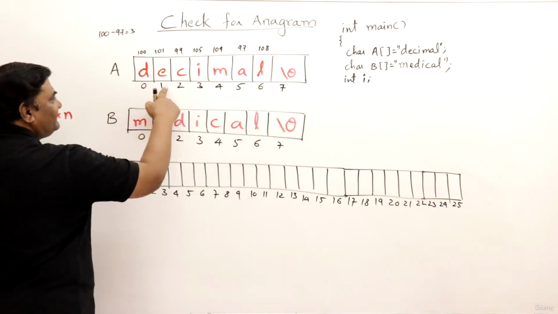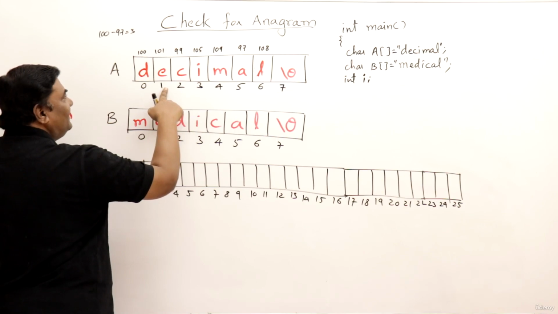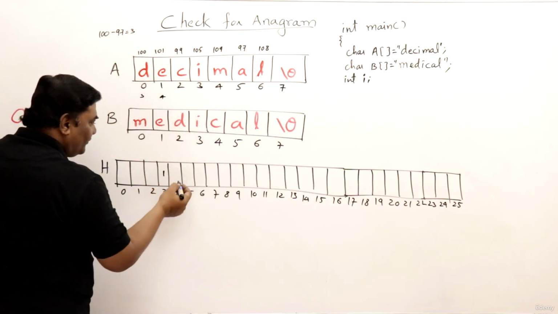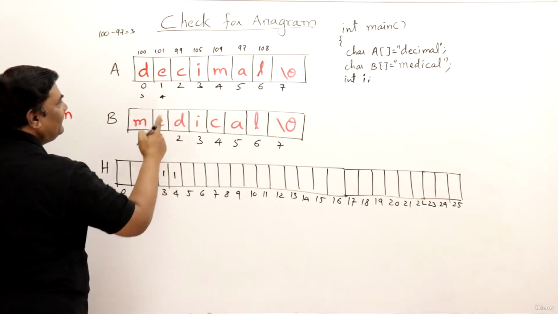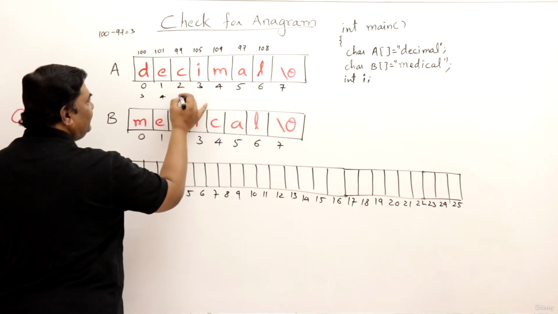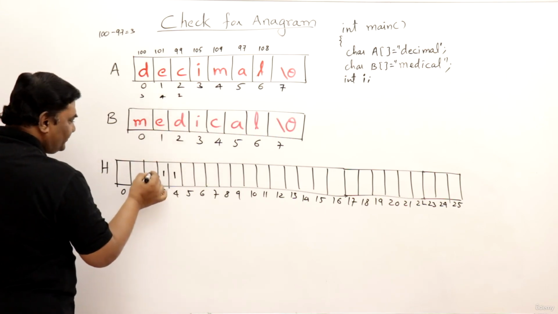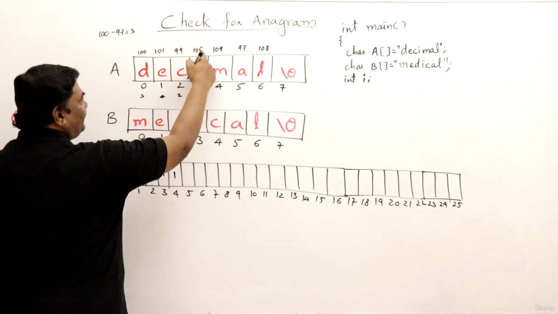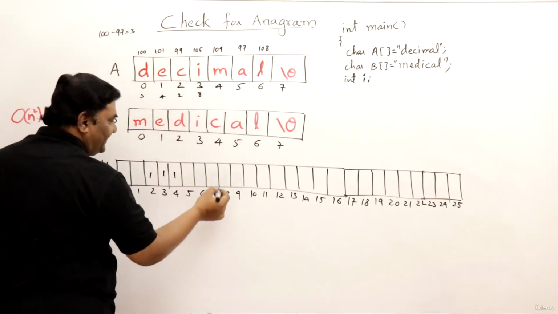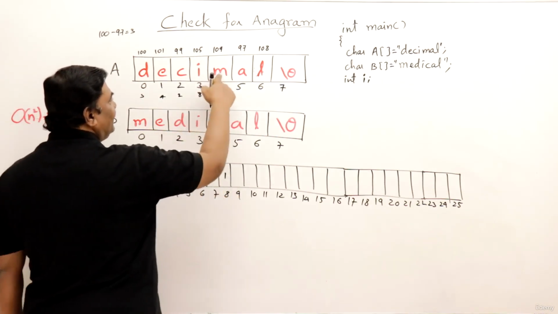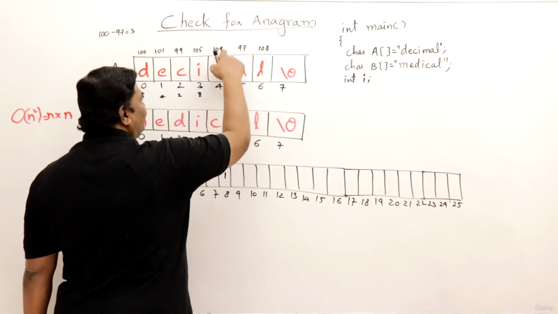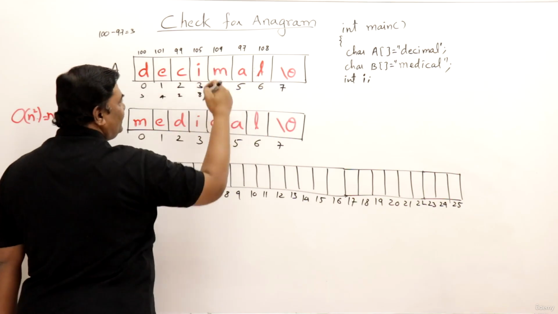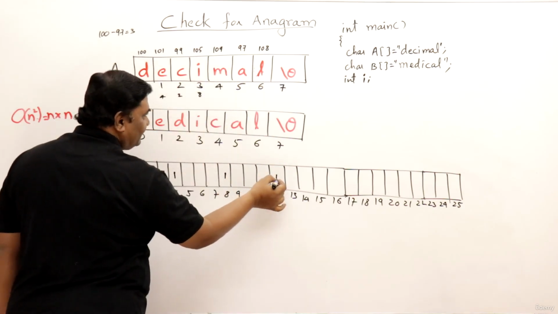Now next is 101. So this gives 4. Go to index 4 and increment it. Now next is 99, so this will be 2. Go to index 2 and mark it. Then this is 97. If you subtract from this one, then this will be 8. Go to index 8 and increment it. Then this is 109. 109 minus 97 will be 12. Go to index 12 and mark it.